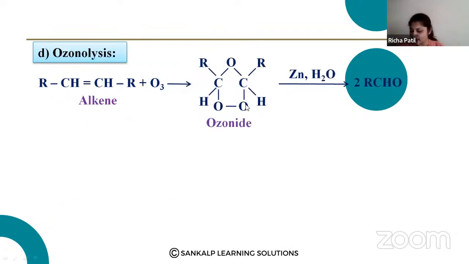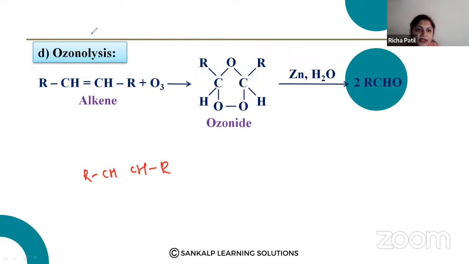Next is ozonolysis. Across the double bond, what are we adding? We are adding a molecule of ozone. So this is an alkene, R, CH, double bond, CH, R. This is a symmetrical alkene. Across this double bond, we are breaking one bond.